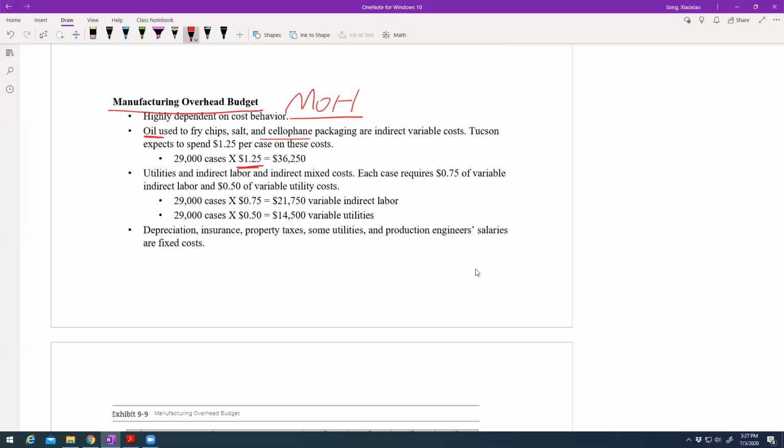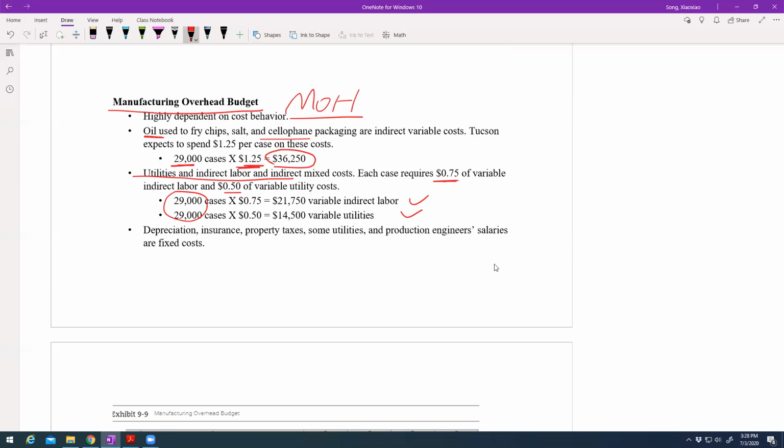For each case, we need $1.25, and we will produce 29,000 cases. So for this, we need $36,250. For the utility and the indirect labor and other costs, we said we separate them, right? The variable cost is 75 cents, and the utility is 50 cents for each case. In total we still need to produce 29,000 cases.